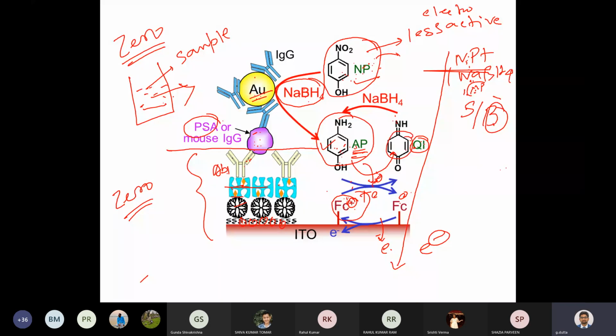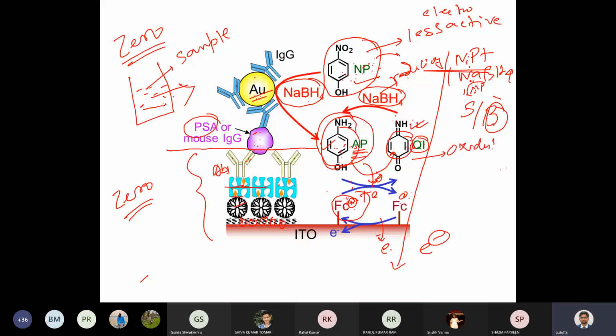Now it is already the oxidized form, so it can react with a reducing agent, like sodium borohydride. This is the reducing agent. So it will react with sodium borohydride and convert again to aminophenol. So now it is reduced again. Now it can oxidize to quinoneimine, and it can reduce Fc plus to Fc0. So this step is the oxidation step, and this step is the reduction step.